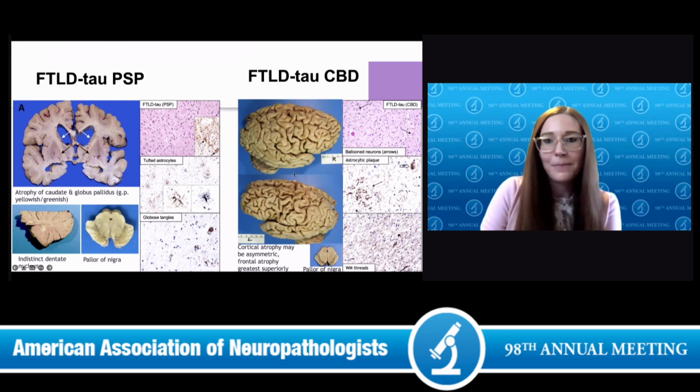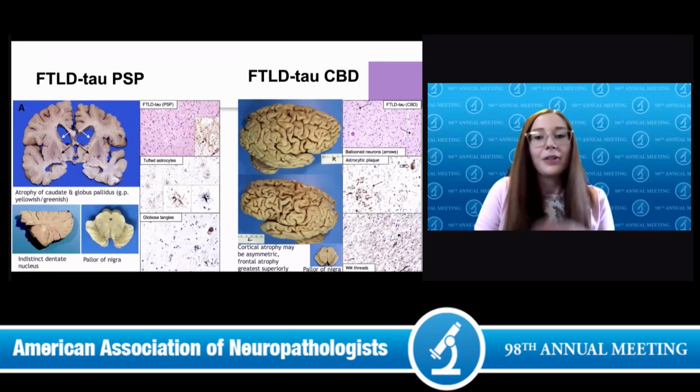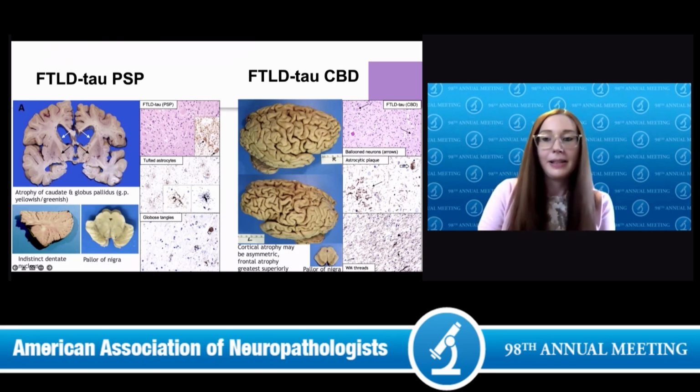And just to review quickly some of the CBD gross features, cortical atrophy may be asymmetric, and the frontal atrophy is often greatest superiorly. And this is just highlighting the white matter threads, which can be a helpful feature for differentiating between CBD and PSP.